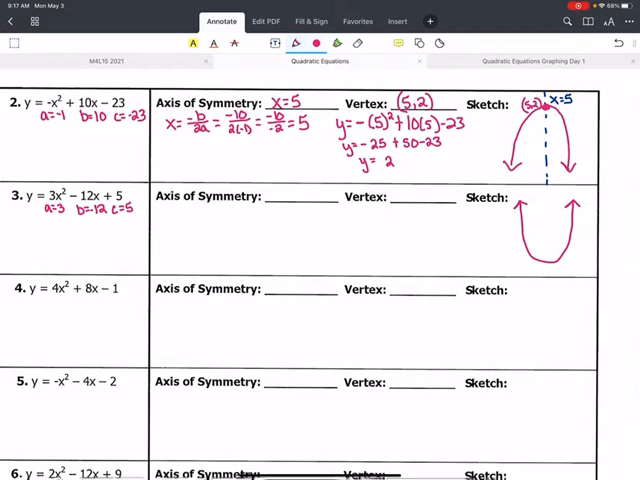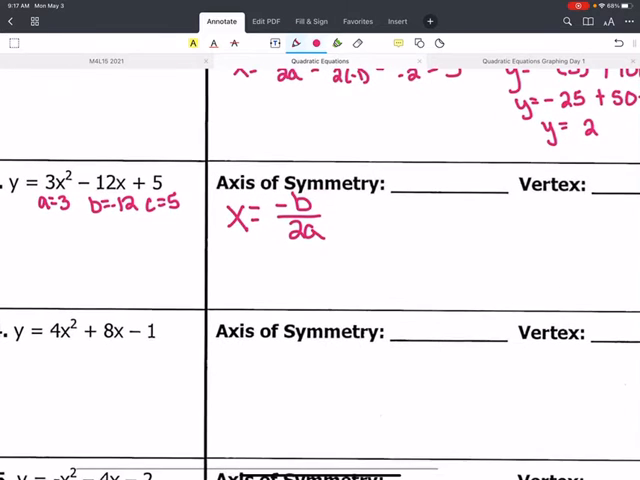Okay. My axis of symmetry is that x equals negative b divided by 2a. So here that would be negative 12, which is positive 12, divided by 2 times 3. Let's see. Well, that's 12 divided by 6, which is 2. So my axis of symmetry is a vertical line at x equals 2.